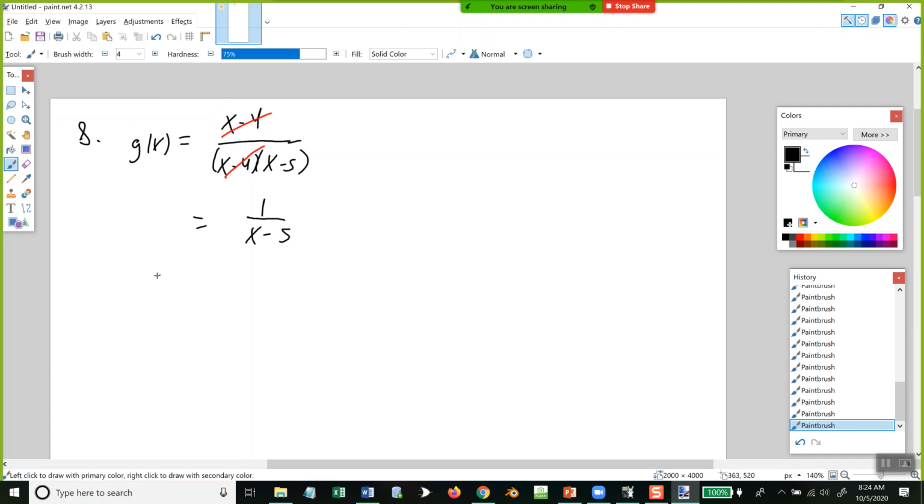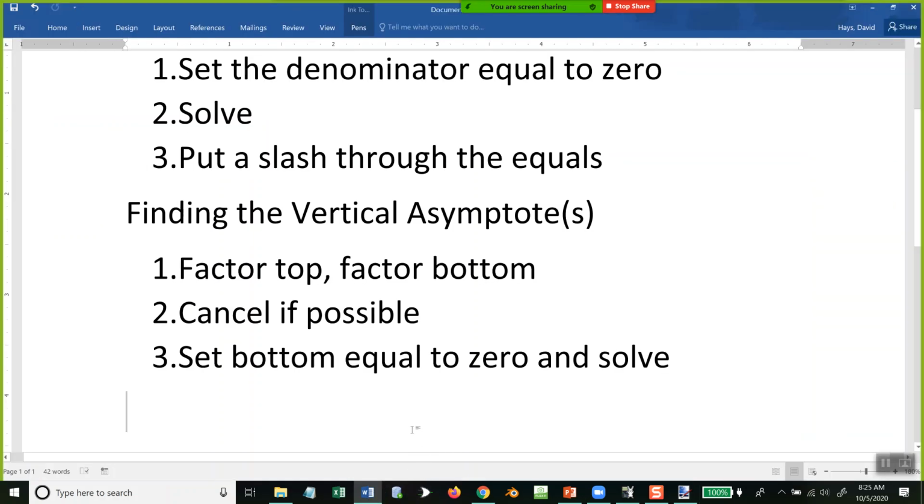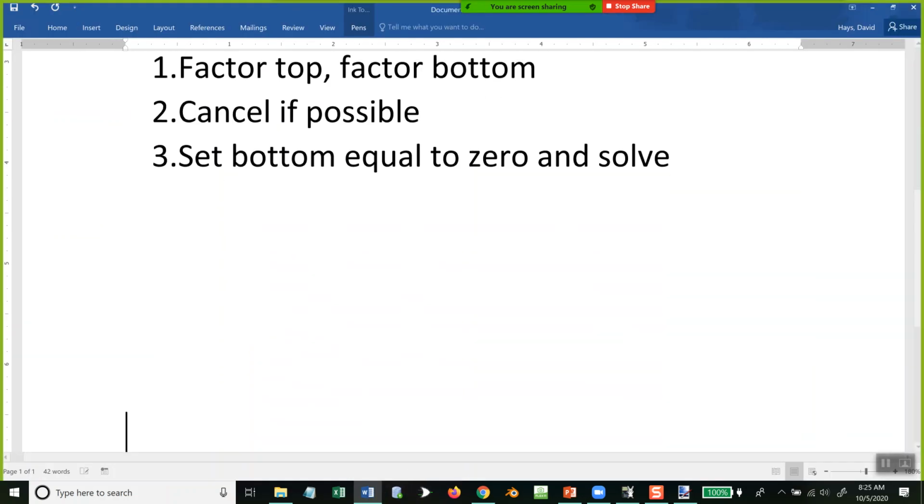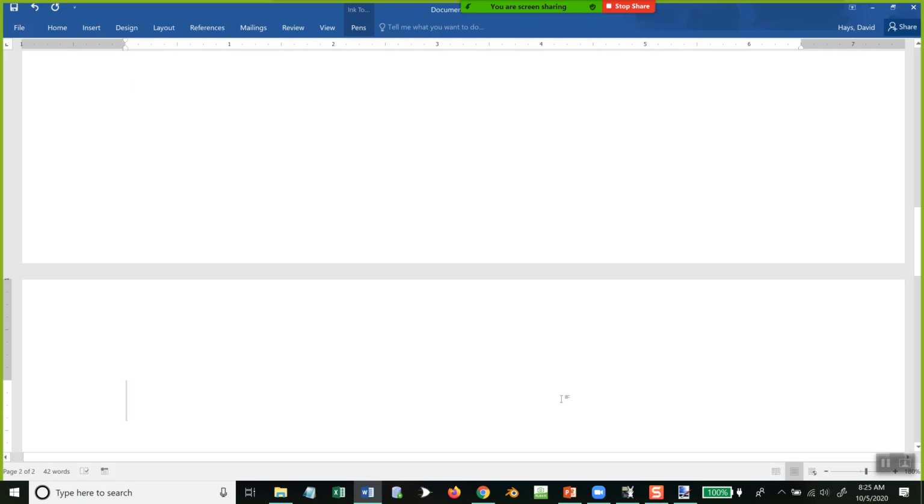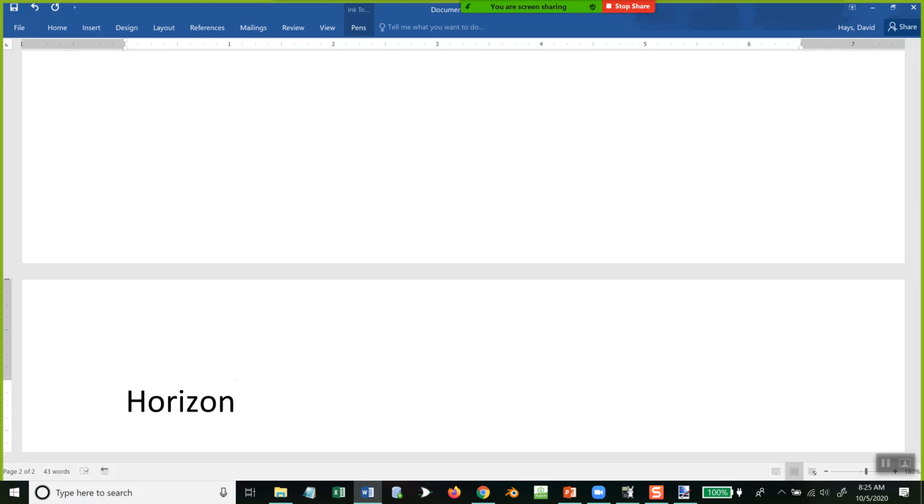And then step 3, set your denominator equal to 0, set your bottom equal to 0, and solve. And that gives us x equals 5. And that's our vertical asymptote. Verticals are up and down. We also have a horizontal asymptote on some problems.